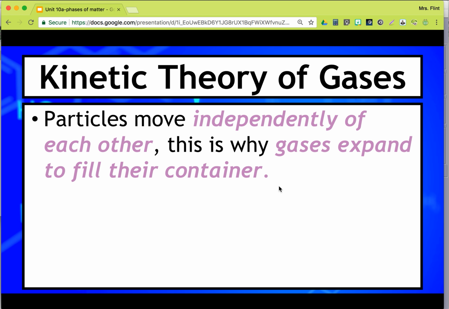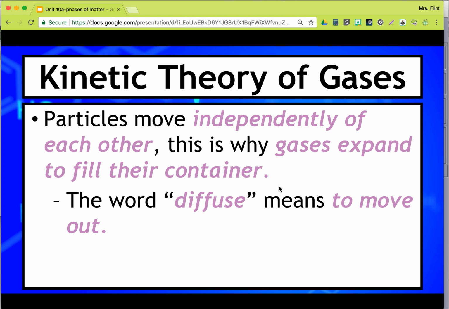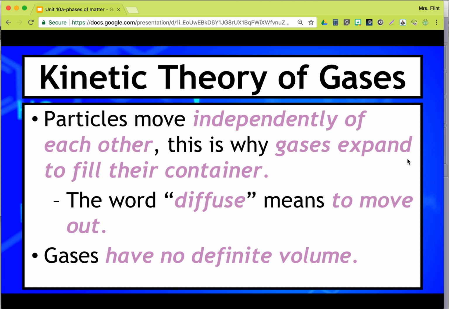Particles in a gas also move independently of each other. It's why gases fill a container. The gases will move straight away from each other, hit the sides of the container, and then bounce back. The word diffuse means to move out. Gases have no definite volume. They'll just move, hitting the side until they hit the sides of the container.